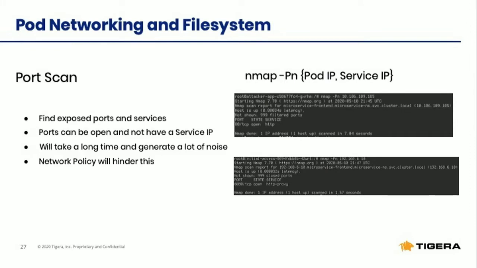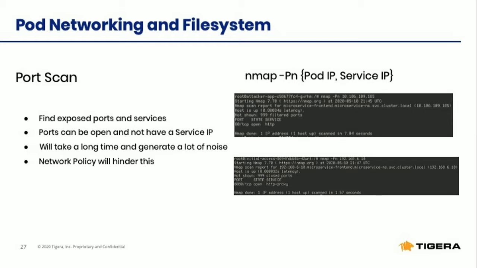Next is the port scan. It's very similar to enumeration. You just do nmap -Pn and then the IP address. I would recommend you run it on the IP address and not the subnet because it will take a long time. What this does is find out the exposed ports and services that are running on the pod or the service. And with that, you can then start probing into it.